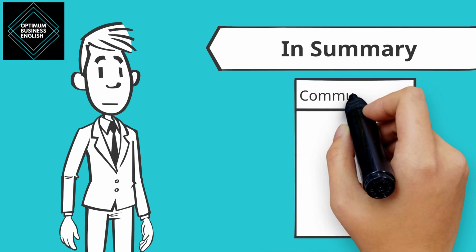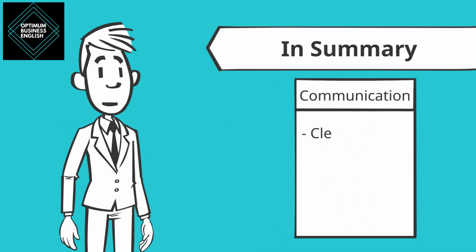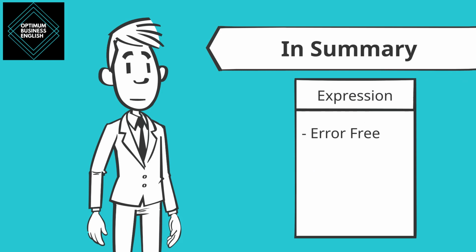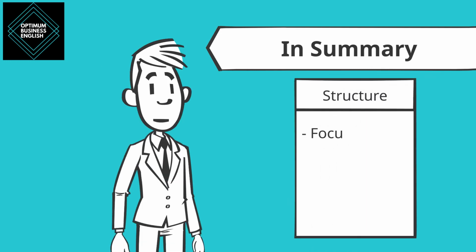In summary, business English communication is clear, concise or short and precisely accurate. And business English is expressed without errors, using formal language, and it is always professional. Business English is structured to be focused, strategic and targeted to match the needs of your audience whether you are writing or speaking.